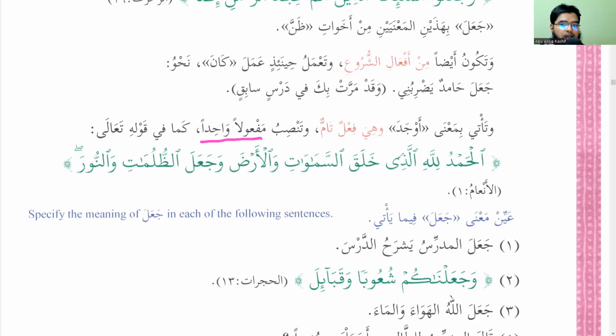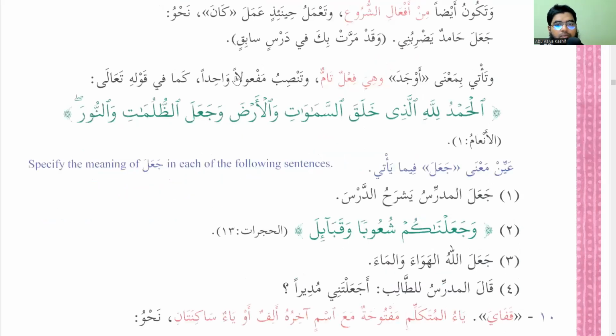كما في قوله تعالى: الحمد لله الذي خلق السماوات والأرض وجعل الظلمات والنور. He has created, or made. Alhamdulillah, praise be to the One who created the heavens and the earth, and made the darkness. The ظلمات is the مفعول به. That's it. And والنور is just معطوف, just عطف. So it will only take one مفعول به.